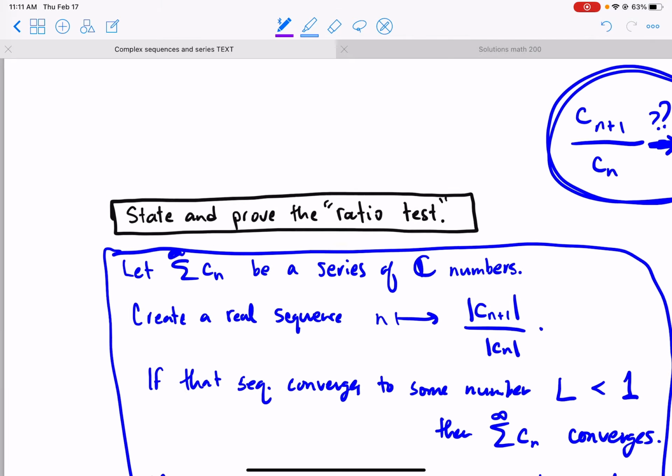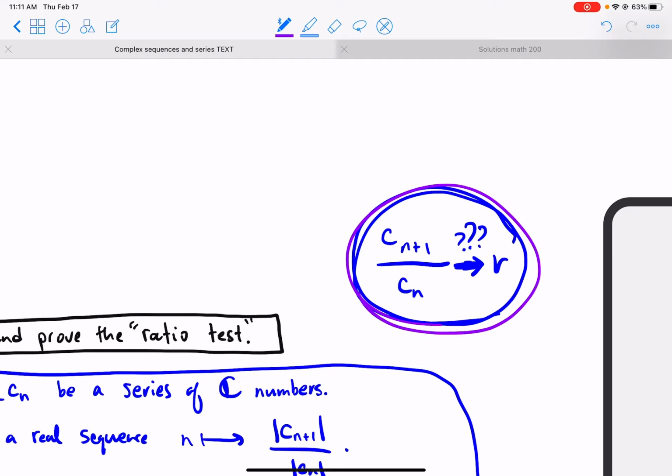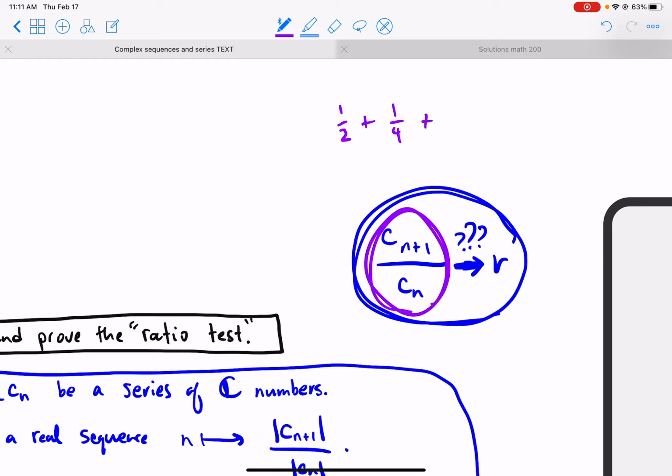Okay, so state and prove the ratio test. It's going to be that these ratios are the common ratio in a geometric series, right? So 1/2 plus 1/4 plus 1/8 plus 1/16 is the Achilles catching the tortoise. This will eventually equal 1 in the sense that its partial sums will converge. What's happening here is we're multiplying by a half, multiply by a half, multiply by a half to get the next term. What that means is the ratio is 1/2.